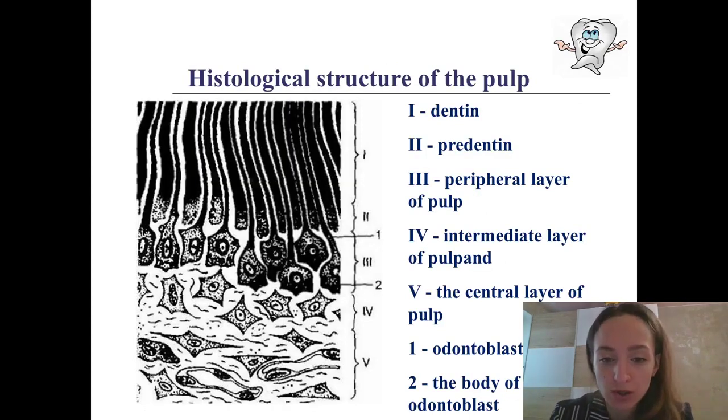And about the functions I want to tell you four functions: formative or developmental, then nutritive, sensory or protective function, and the last one is a defensive or reparative function. The formative function is the production of primary and secondary dentin by odontoblasts. The nutritive function supplies mineral ions and proteins through their processes. The sensory function is provided by nerve fibers within the pulp that mediate the sensation of pain.